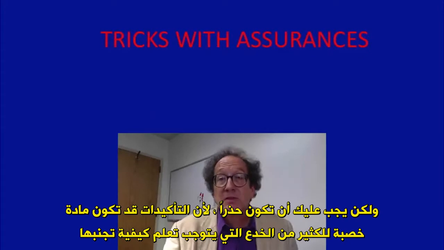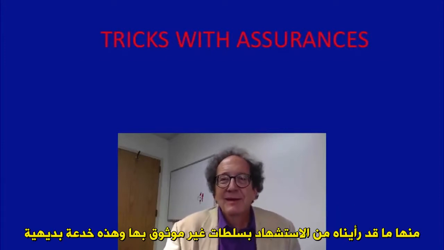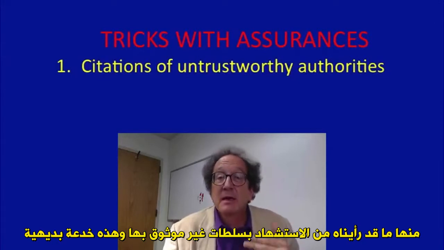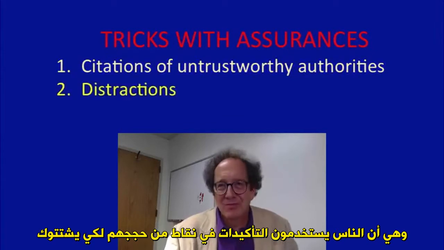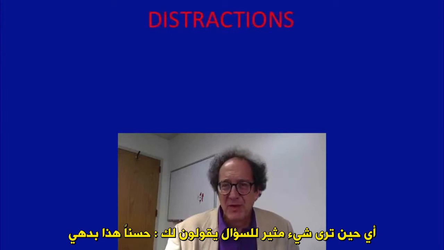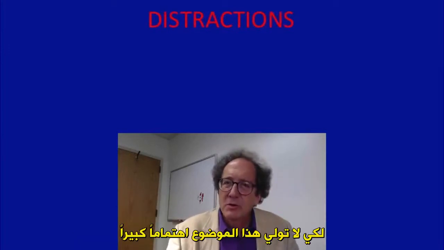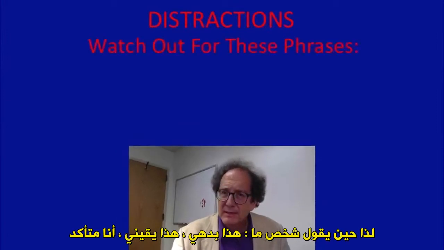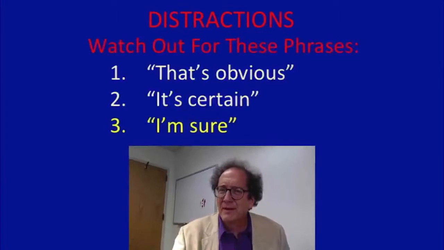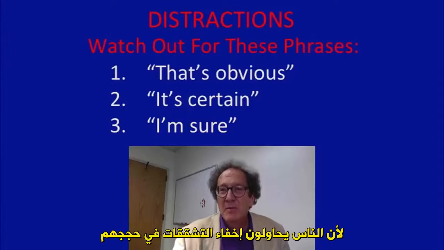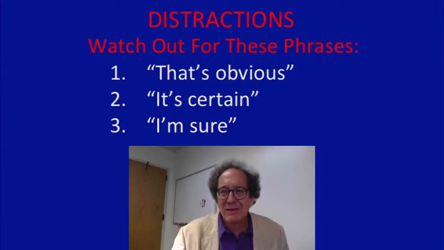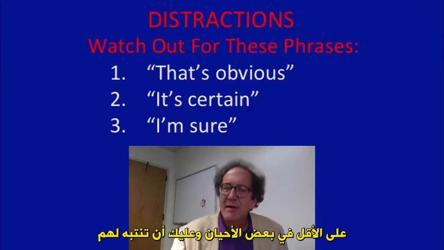So assuring can be a really useful tool in argument. But you have to be careful, because assurances are also subject to a lot of tricks that you have to learn to watch out for. We've already seen that you can cite authorities that aren't trustworthy, and that's kind of obvious. But something that's maybe a little less obvious is that people use assurances at points in their argument in order to distract you. When something really is questionable, they often say, well, that's obvious, in order to get you to not pay attention to it. So when someone says, that's obvious, it's certain, I'm sure, it's worth looking carefully at what they're so sure about and asking yourself whether you agree with them. Because people try to paper over the cracks in their arguments with these assurances, at least in some cases, and you have to learn to watch out for that.